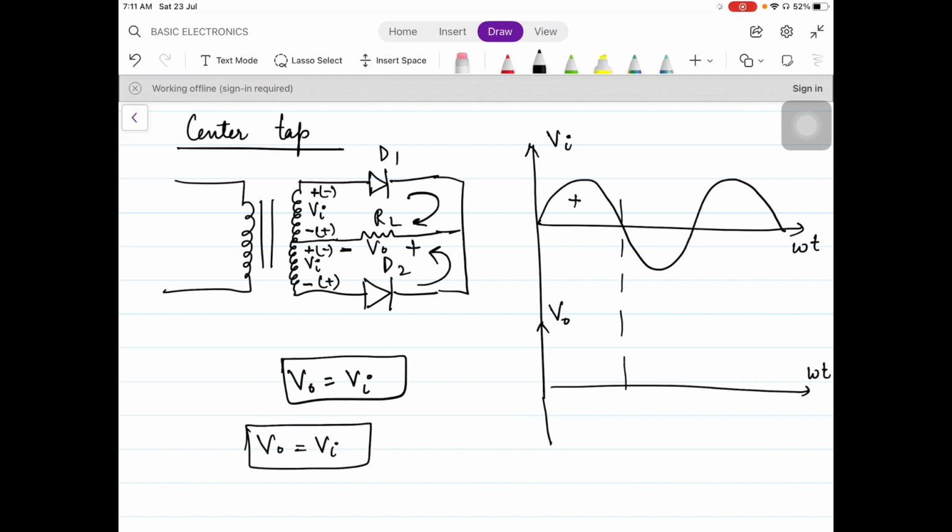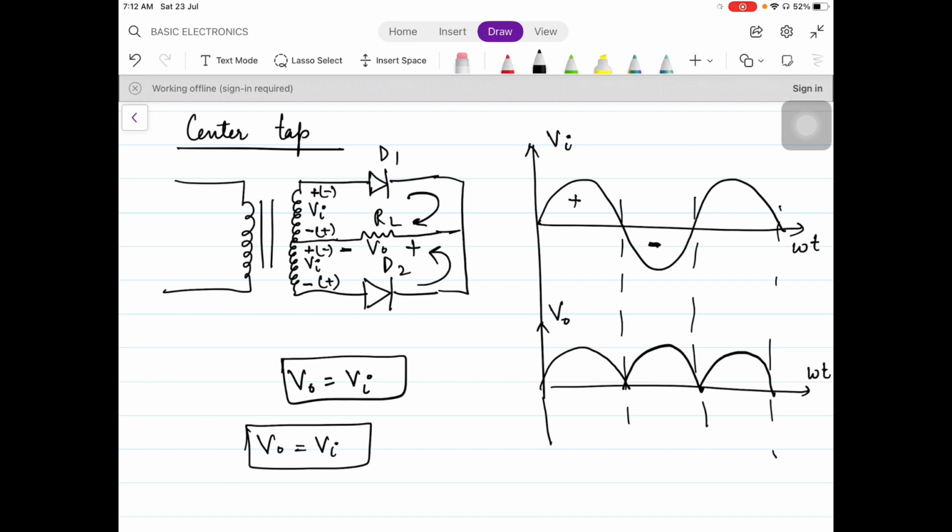Alright, now let's draw the output. For the positive cycle, the answer is Vi. Vi will be drawn as it is, upwards. Now for the negative cycle, again you have V naught equal to plus Vi. Here the input is minus Vi. If you need to convert it into plus Vi, you have to fold it upwards. That means it will be like this. Again, for the positive cycle, you have V naught equals Vi like this.